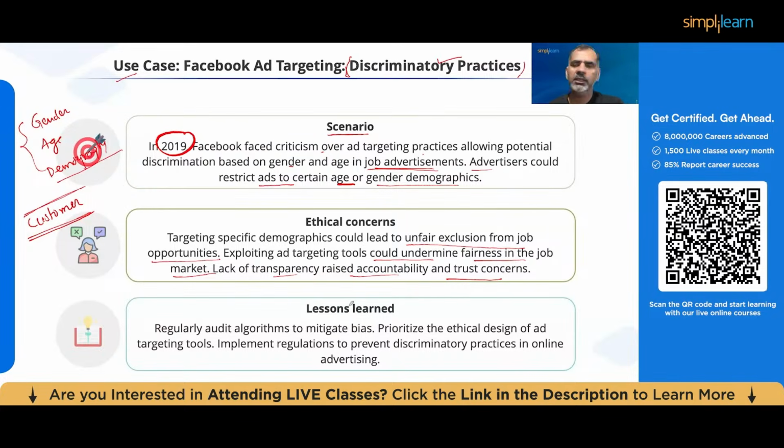And from this, what lesson is being learned? You have to regularly audit algorithms to mitigate biases. You have to identify how you can make it better, how you can prioritize ethical design for ad targeting tools. Whenever we talk about such filters, these filters should not be very harsh. If you are running an ad, it should be shown to everyone, and everyone should get an equal opportunity to see that ad, guys. So this is the very first scenario of bias and discrimination. The second thing is privacy.